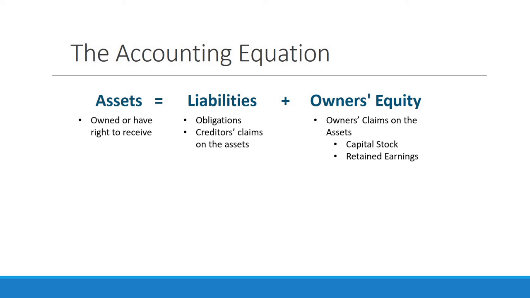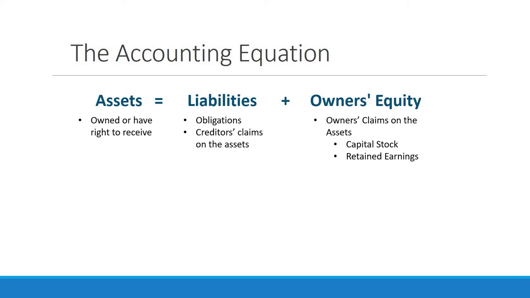Or we had to earn that money. We had to borrow it, we had to have it contributed to us in exchange for ownership, or we had to earn it, which would be the retained earnings portion of owner's equity. So the sum of our assets has to equal the sum of the ways that we purchase those assets, those three ways we just talked about.